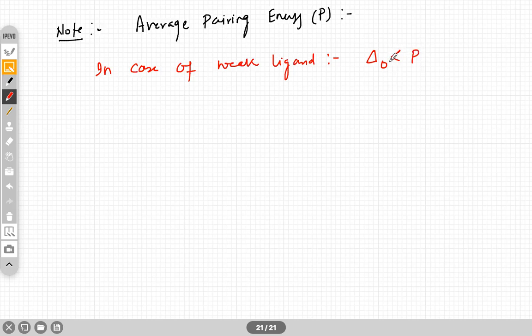And it follows Hund's rule. But when the ligand is strong, the relation is this. Delta O is greater than P, the average pairing energy. And that's why it does not follow Hund's rule. Okay. This relation they have also asked many times in the exam.